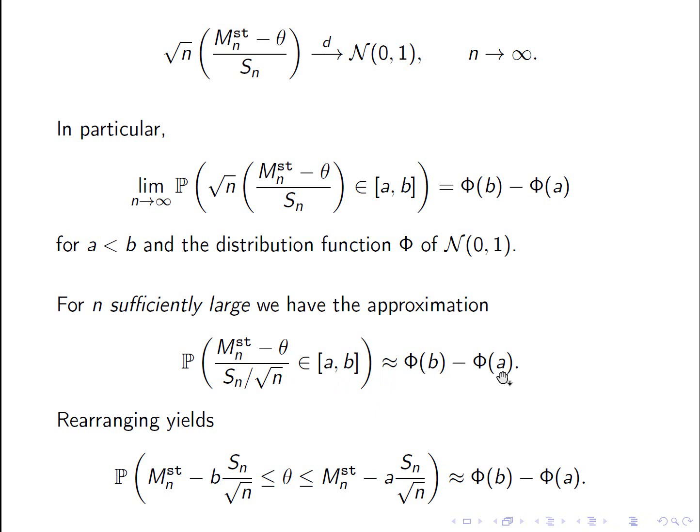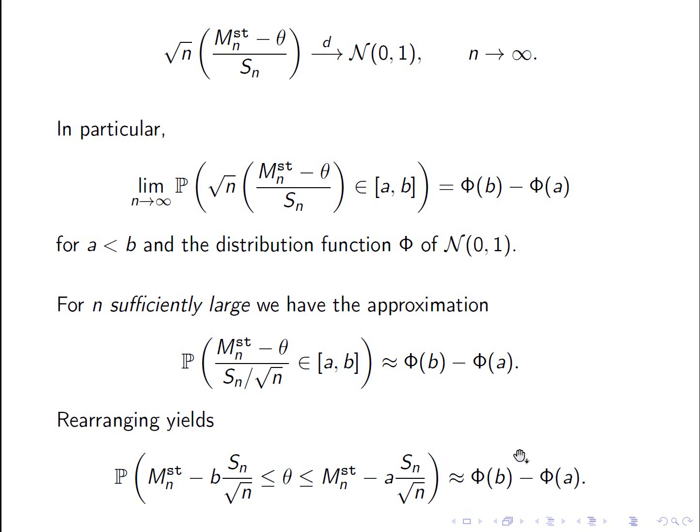Okay, so what is this good for? We don't know theta, but we can rearrange it, because we are computing our estimator, and we can compute this standard deviation. Rewriting this relation gives the following inequality. The probability that theta is greater than the estimator minus b times Sn divided by square root of n, and less than the estimator minus a times Sn divided by square root of n, is approximately phi b minus phi a.